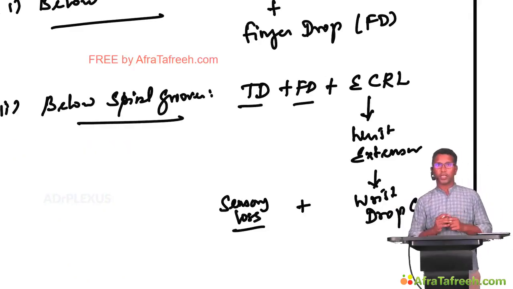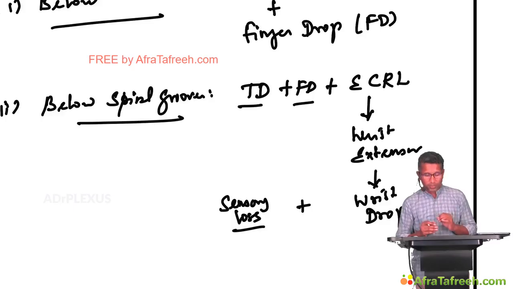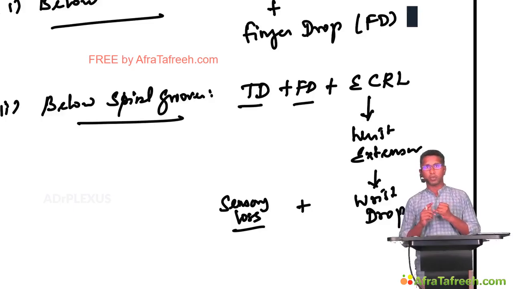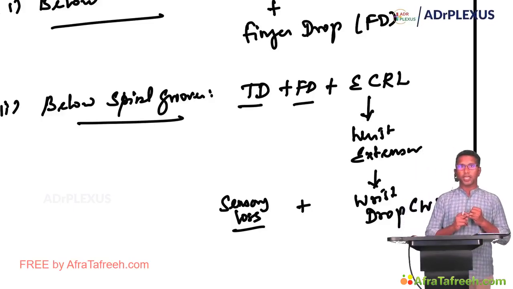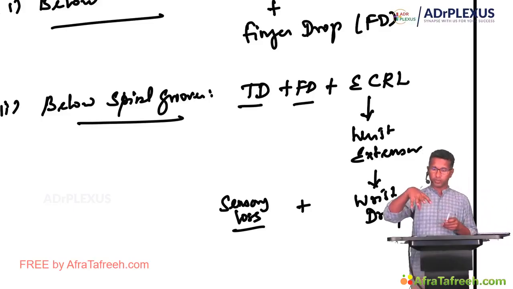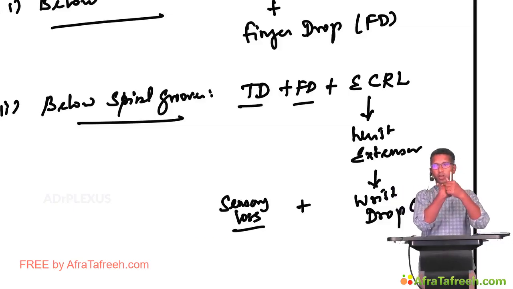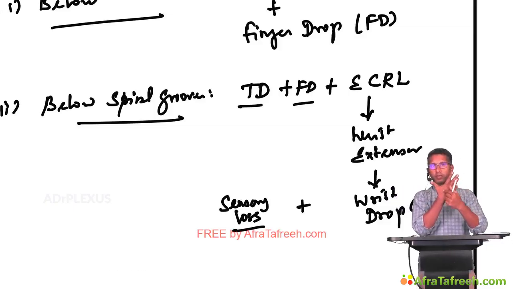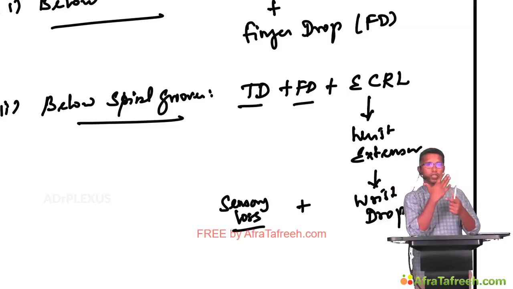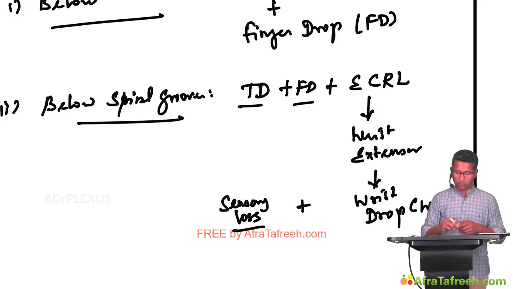Okay, fine. So very, very important points. Whenever there is a lesion below the level of spiral groove, the patient will have thumb drop, finger drop, wrist drop, and there will also be loss of sensation in the dorsum of the first web space. So all these four findings will be seen here.